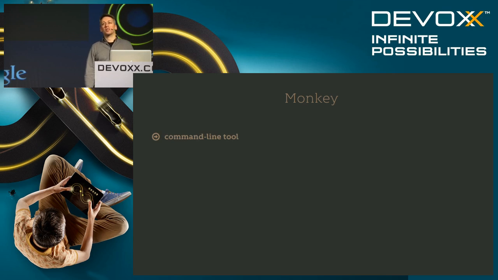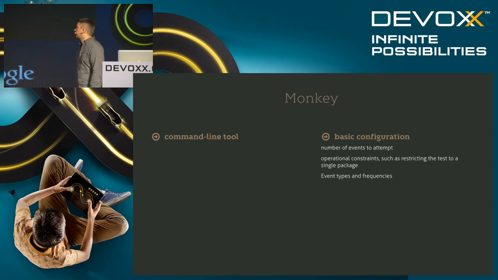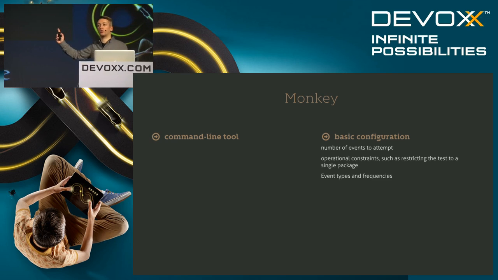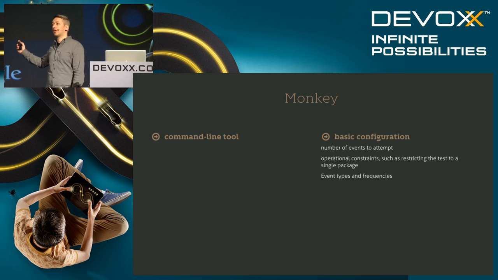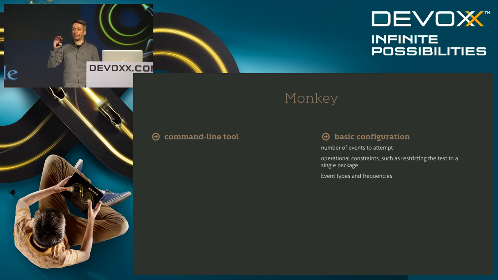So it's a command line tool. It's a very simple tool. It has very simple configuration. Basically, you can tell it a little bit about how many attempts, how many events it should try to generate randomly. And this is also a good one. Most of the time, you will restrict it to your own application, of course. It shouldn't go outside of your application. You should really try to stress test your whole application.